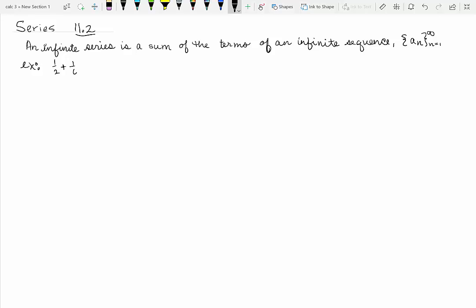1/2 plus 1/6 plus 1/12 plus 1/20 plus 1/30, and so on and so forth. Let's see if we can figure out what sequence this is a sum of terms for. It looks like at the nth step, this term was 1 over 1 times 2. This term is 1 over 2 times 3. This term is 1 over 3 times 4, 1 over 4 times 5, etc. So it looks like at the nth step I am adding 1 over n times n plus 1.